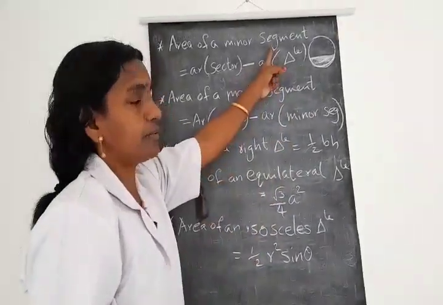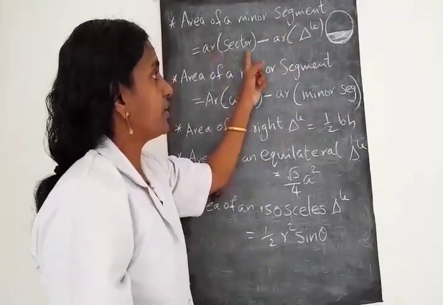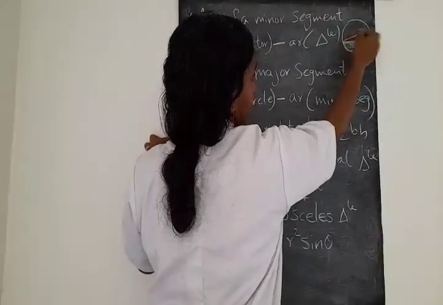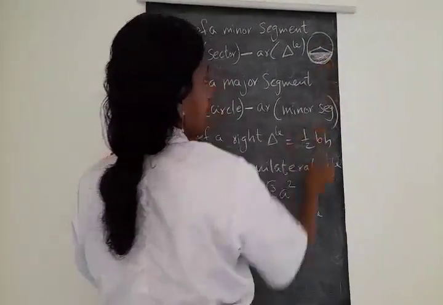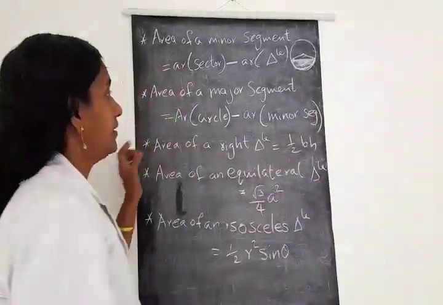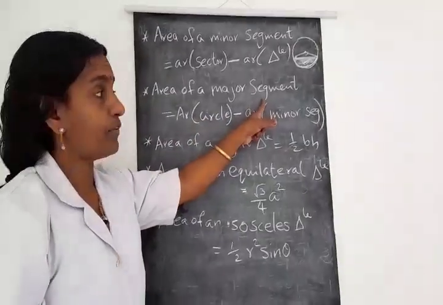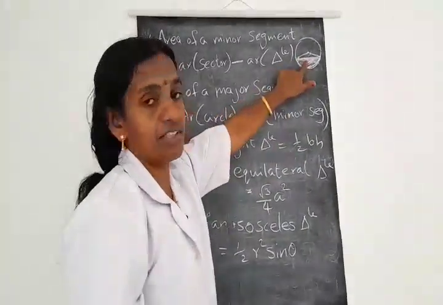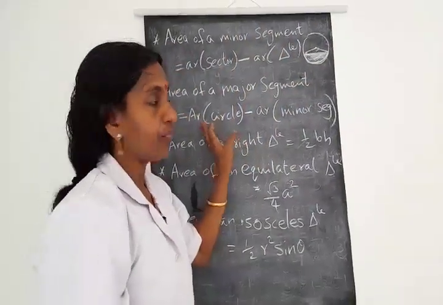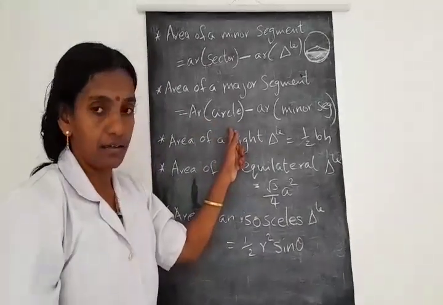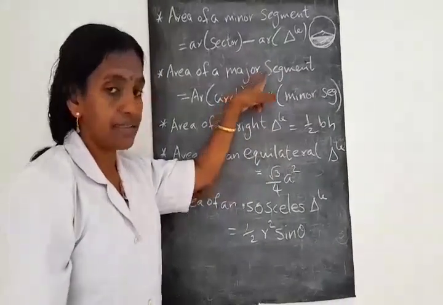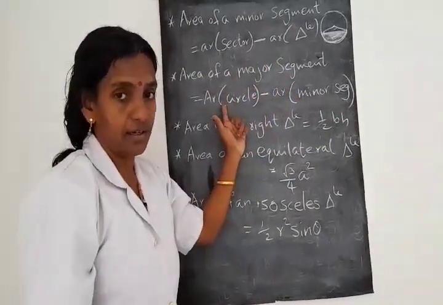So area of the minor segment. For finding that we can use the formula area of the sector minus area of the triangle. Suppose here is the center. Now you can see the figure. This area means area of the sector minus area of this triangle. Okay. Now area of the major segment. Here it is the minor segment, shaded portion. How can we find the remaining portion? The remaining part is the major segment, no? For that, we can find the total area of the circle minus area of the minor segment.